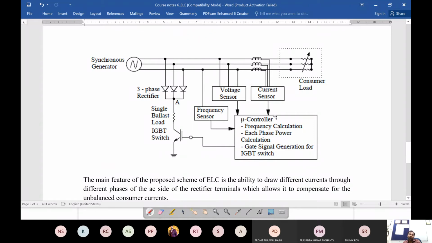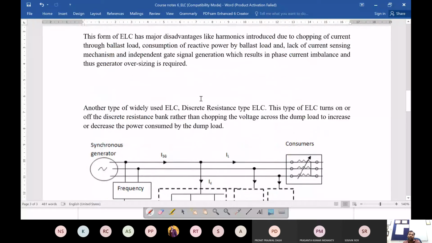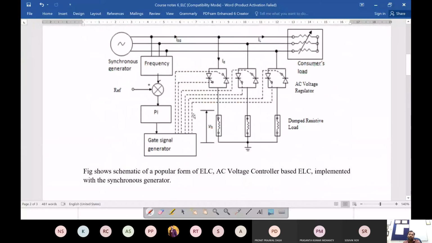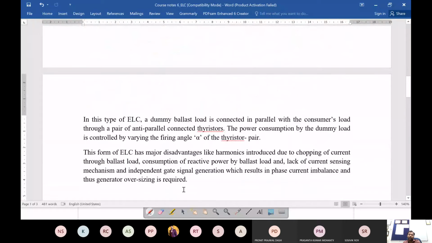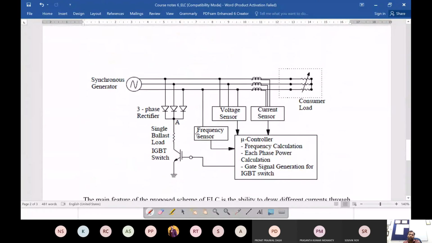Because you are using a microcontroller which can have different inputs and also has computational capability, now instead of just frequency sensing, we can do voltage sensing and current sensing through some CT or PT. So this is actually a significant advantage. As you can see, it is covering all the disadvantages. The waveform chopping is not there. It also has current sensors to account for any imbalance in the phases. And the need of discrete resistance banks has been ruled out. There is just one single ballast load.